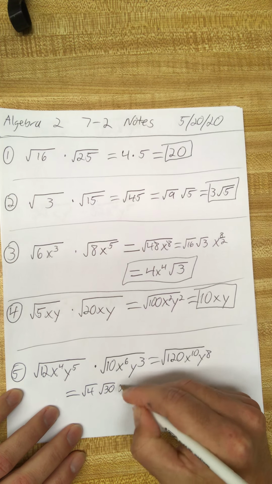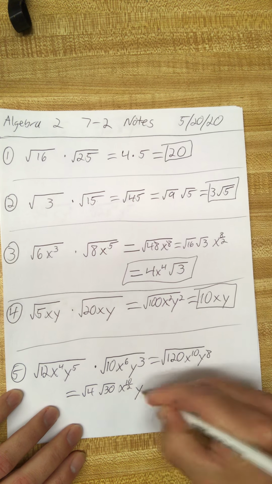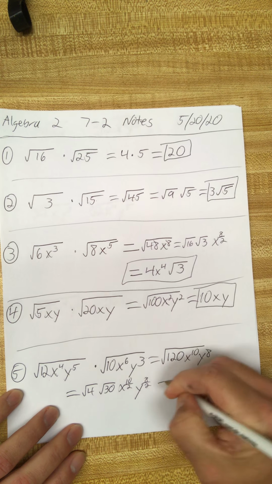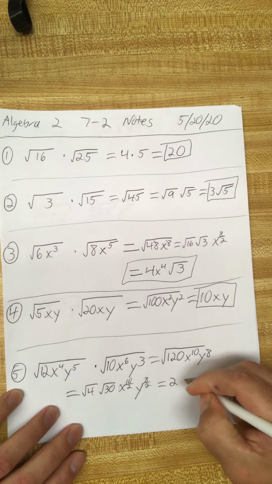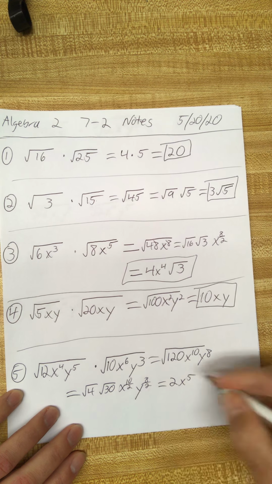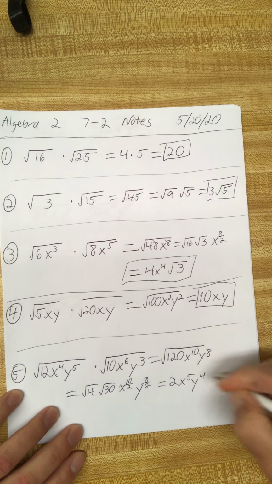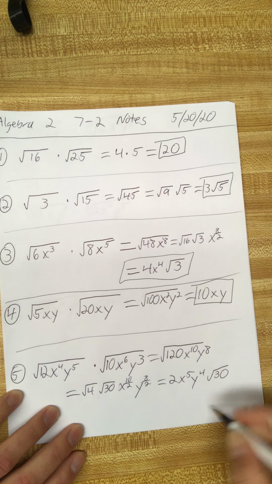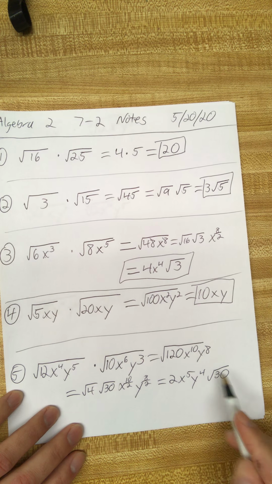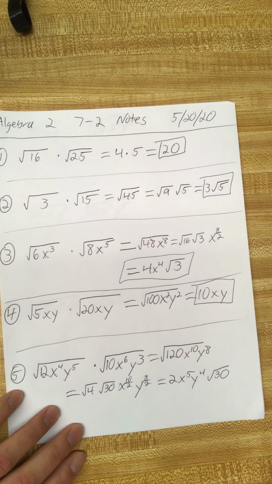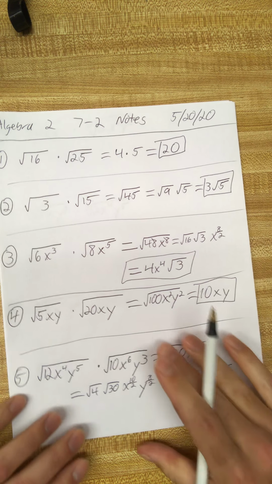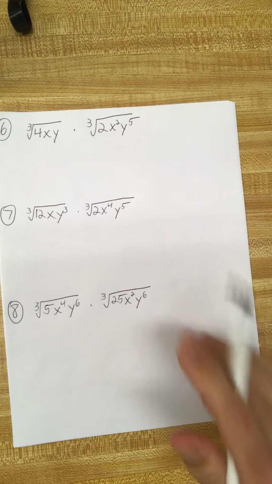And then x, you're going to have x to the 10 divided by 2. Y, you're going to have 8 divided by 2. So square root of 4 is 2. You'll have x to the 5th, y to the 4th, and then that square root of 30 on the end there. Again, square root of 30. I know you probably think, like, oh, is there anything else? You got 2 and 15, 3 and 10, 5 and 6. There's nothing else we can do there. Okay? Moving on then.